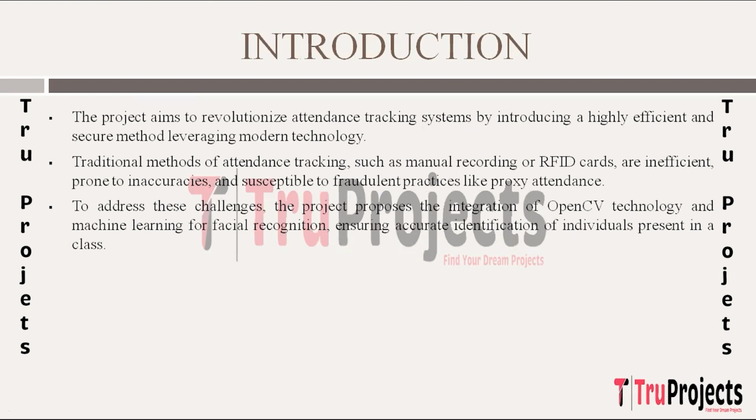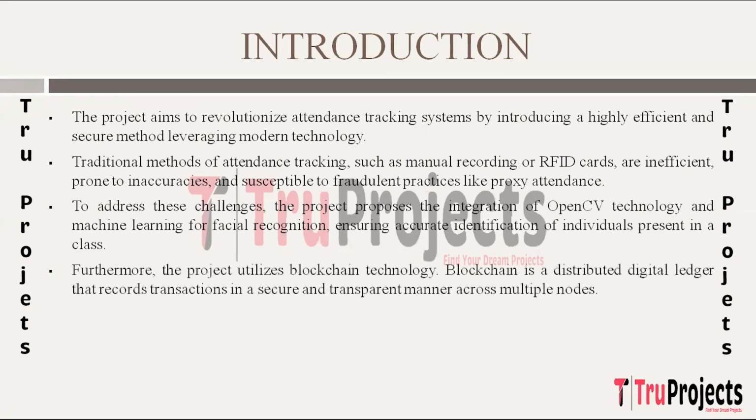So, to overcome the limitations of traditional methods, the project proposes the integration of OpenCV technology and machine learning for facial recognition. This approach ensures accurate identification of individuals present in a class, improving the reliability of attendance tracking. And blockchain technology is introduced to address security and transparency concerns. Blockchain is like a digital ledger that records transactions securely and transparently.